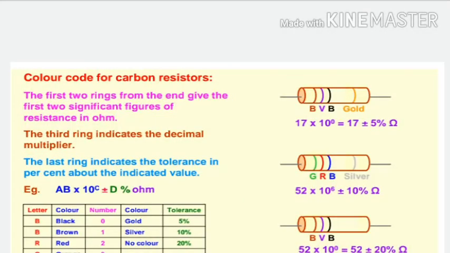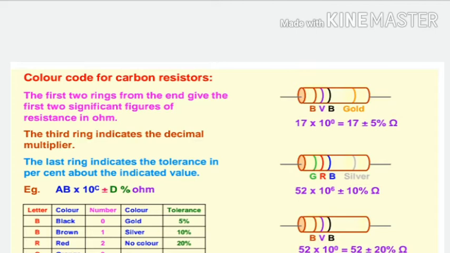Hello students, now we are going to start the method of color code to distinguish the carbon resistor, how much resistance any carbon resistor carries. This can be easily identified with the help of a phenomenon that is known as color code. The first two rings from the end give the first two significant figures of resistance in ohm.